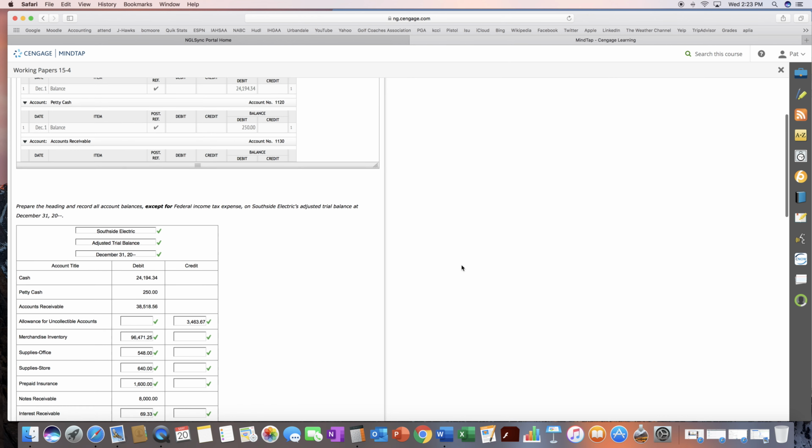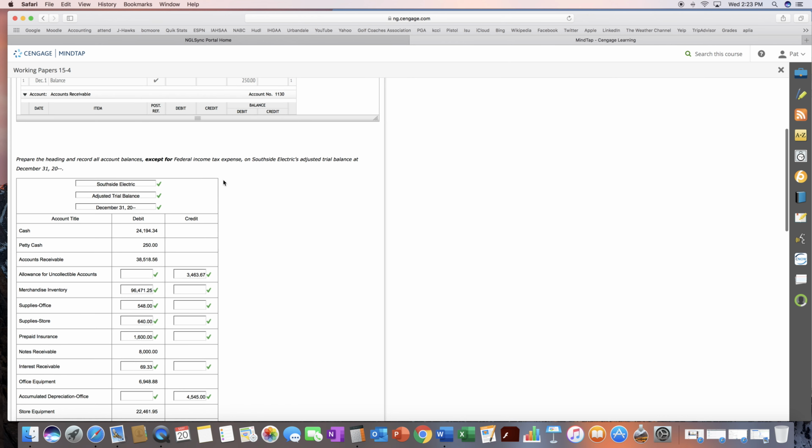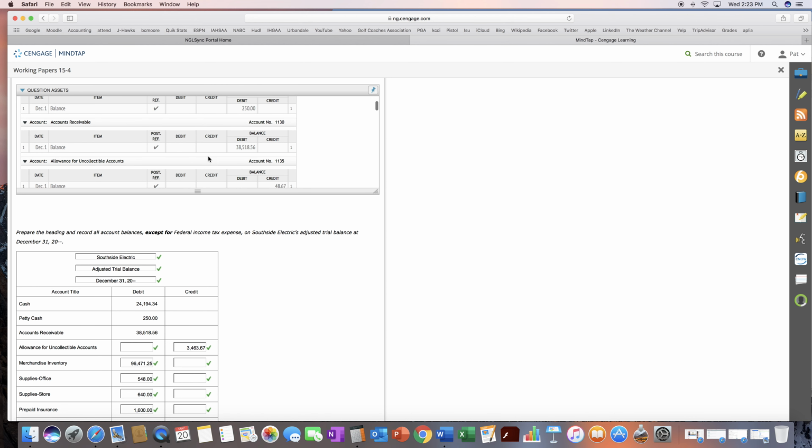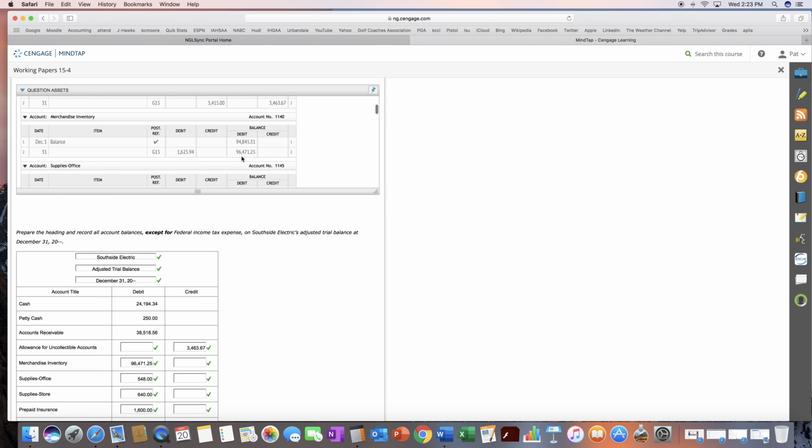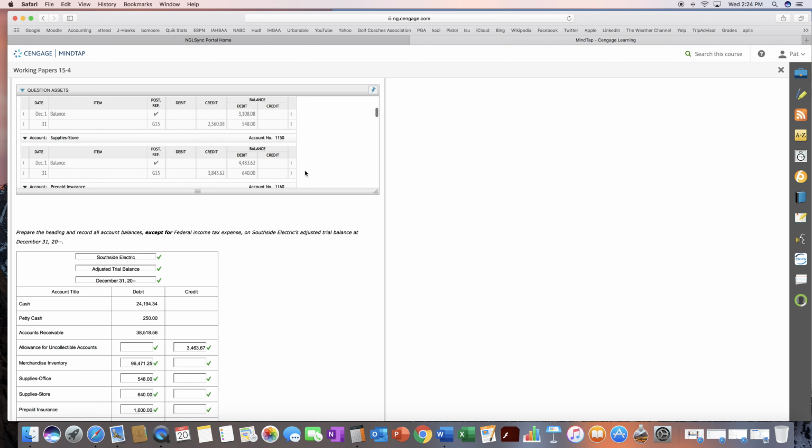So then you'll just go through. And when you get to allowance for uncollectible accounts, we have the balance of allowance for uncollectible accounts to be 3,463.67. So then you put that there. Merchandise inventory balance of 9,647.25. This is after the adjustments. So you see, you post the adjustments, then we put these balances in. So now these are the updated trial balances.